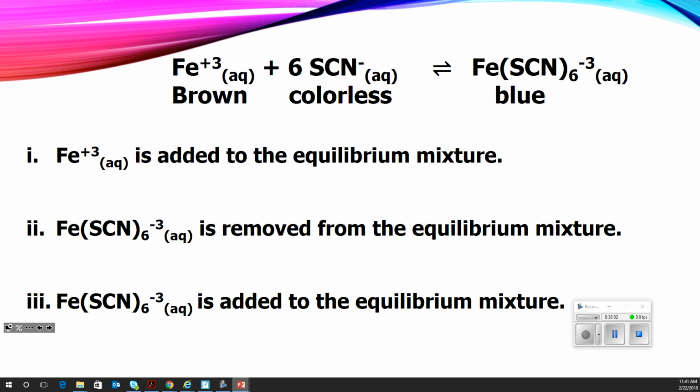Okay, who's got I? What do they think I is? Okay, good. We put in, so we're going to shift towards it. It should be blue. Okay, what about II? Okay, we're removing it. So yes, it should be blue because it shifts to fill the hole. What about III? Brown, good, because we're adding it here. So it's going to shift away and we're going to get brown.